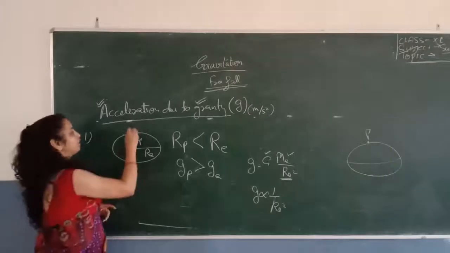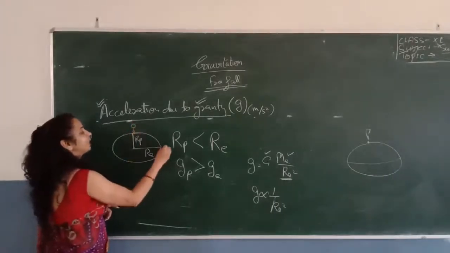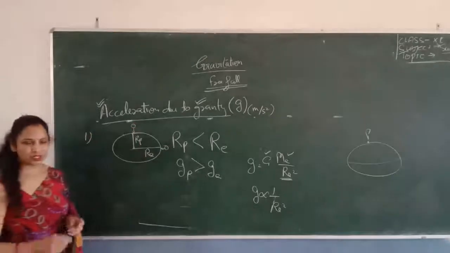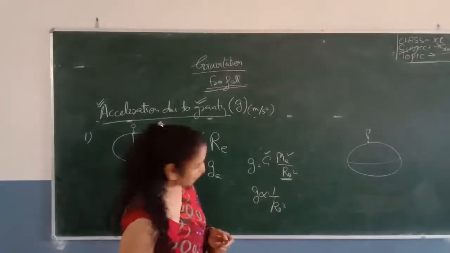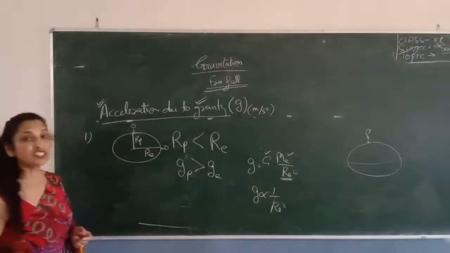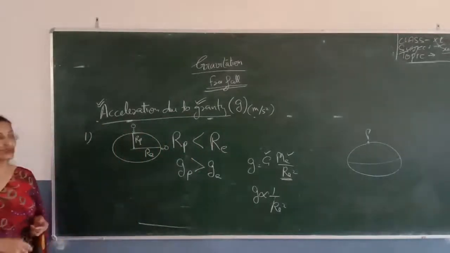If you throw something here, will it fall down faster, or if you drop it here, will it fall faster? So you have to answer yourself. I'm not going to answer this question. So yes, I was talking about the factors on which the acceleration due to gravity depends. So first one, the radius.